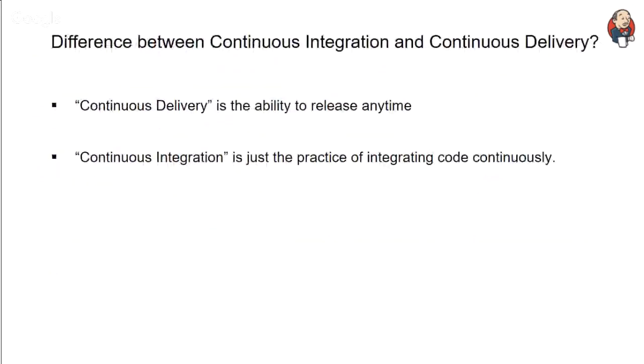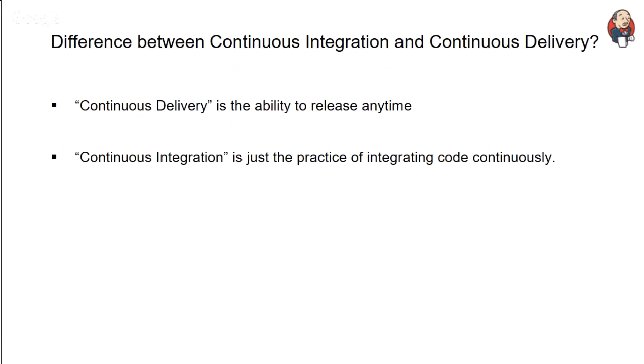So we'll compare continuous integration and continuous delivery. What is continuous integration? It's committing code at least once a day to your mainline. Continuous delivery is your ability to release your code. So if you want to send it to production, you can do it at any time.